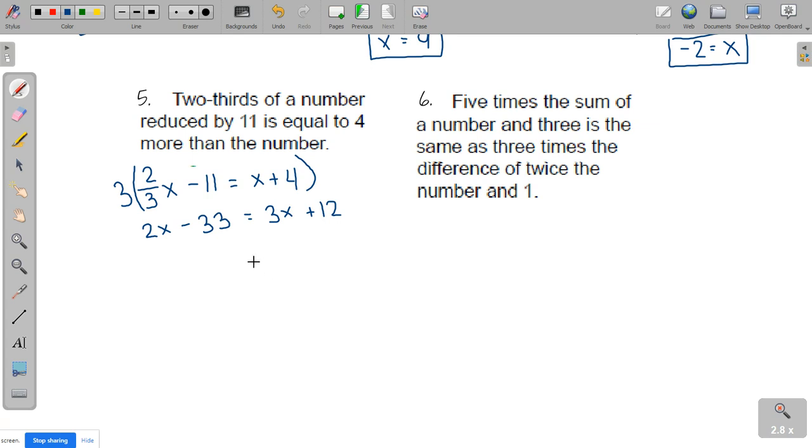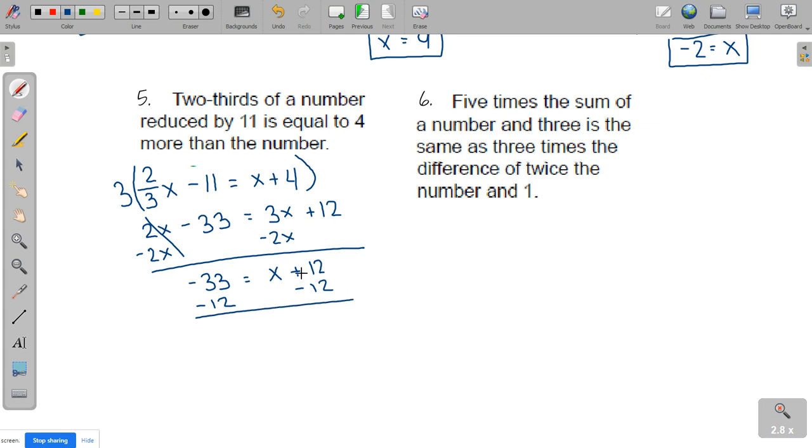Now let's combine our like terms. Let's move our 2x over by subtracting it. Cancels out. We have negative 33 equals x plus 12. Let's move our constant over by subtracting. And we get x to equal negative 45.